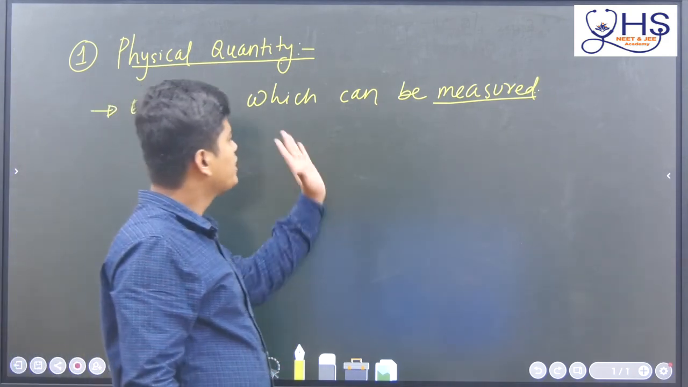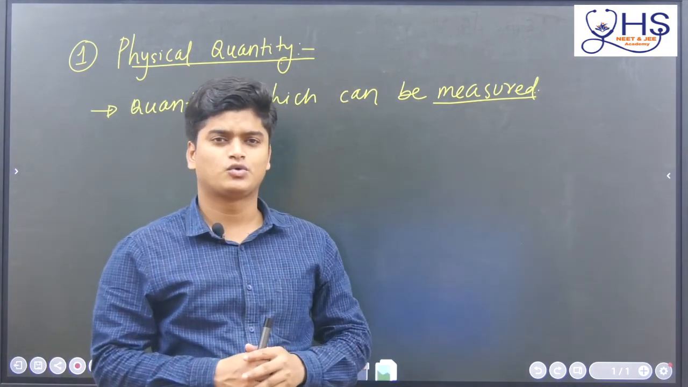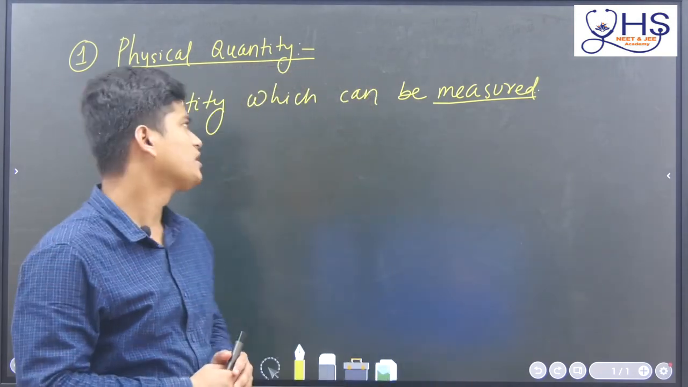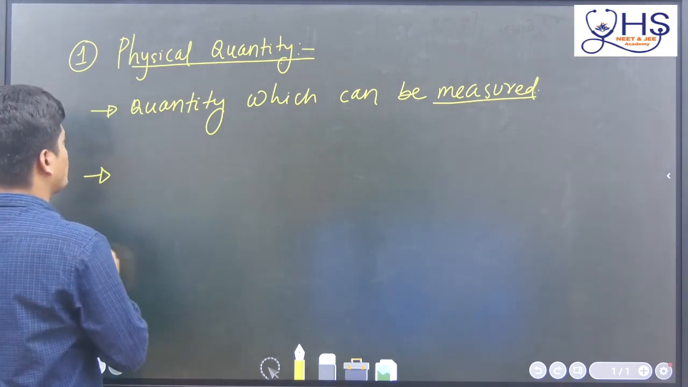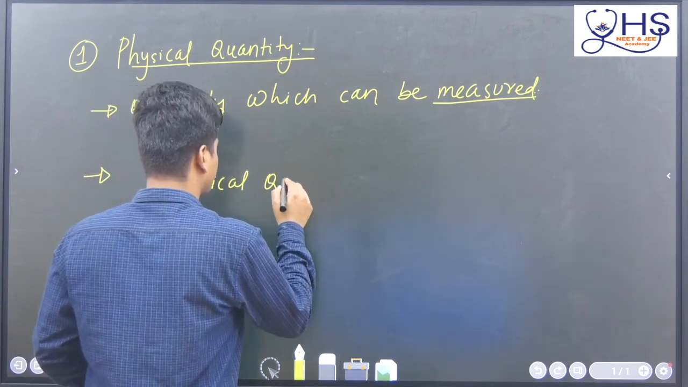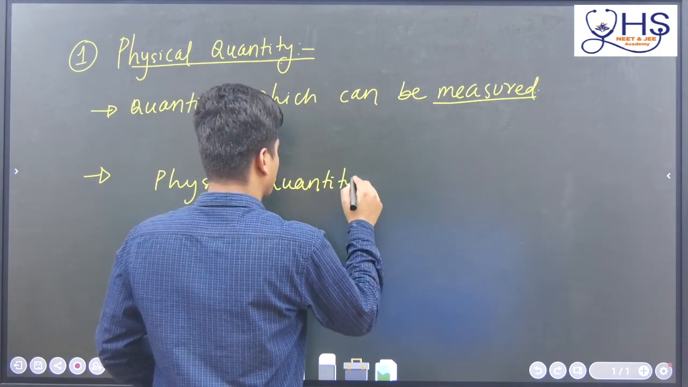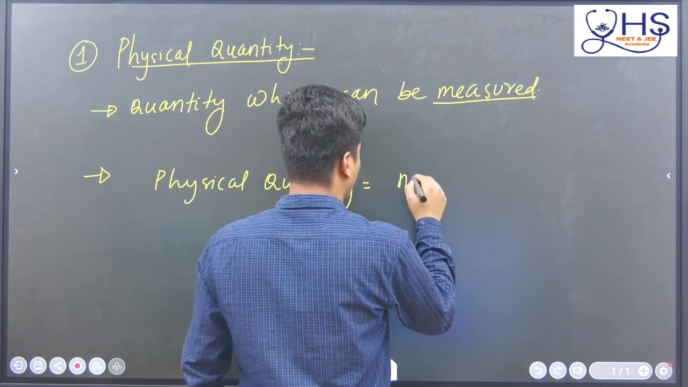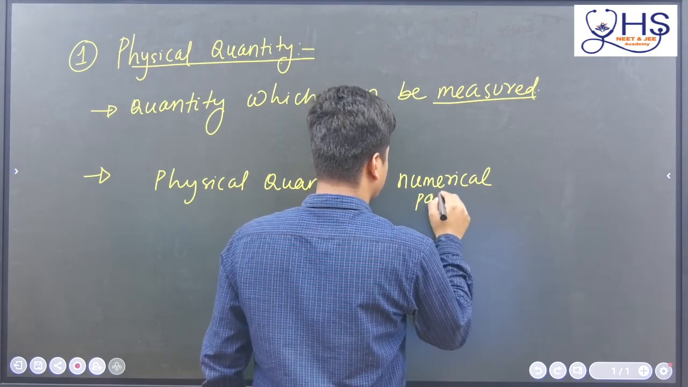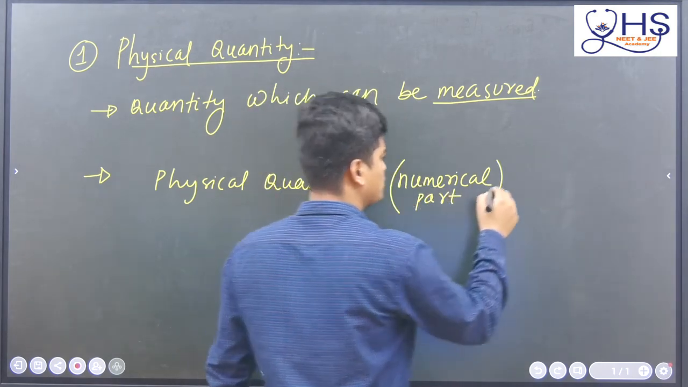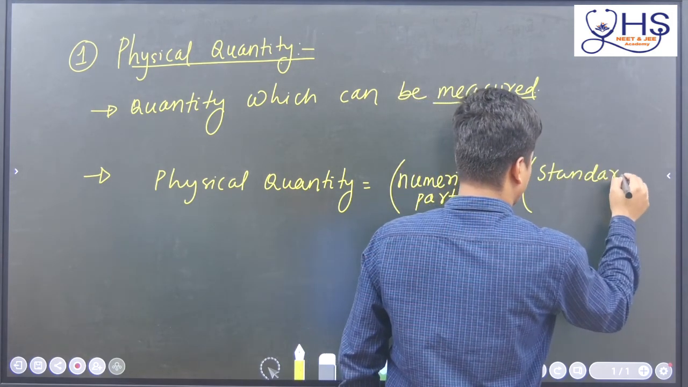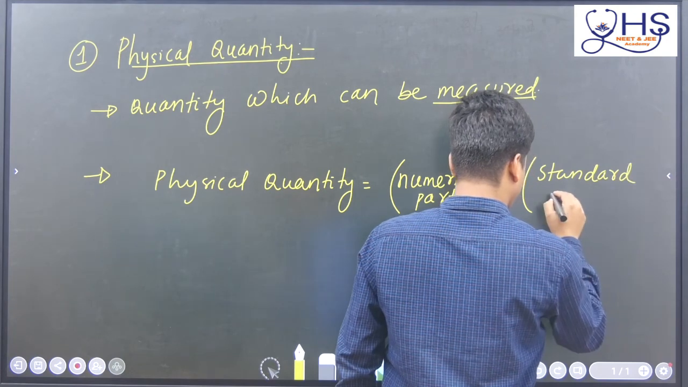One more thing you can remember here: physical quantities are used to explain certain basic laws of physics, some laws of nature. And under physical quantity we need one point. All physical quantities can be written as a numerical part, or numerical value, and a standard reference or standard unit part.